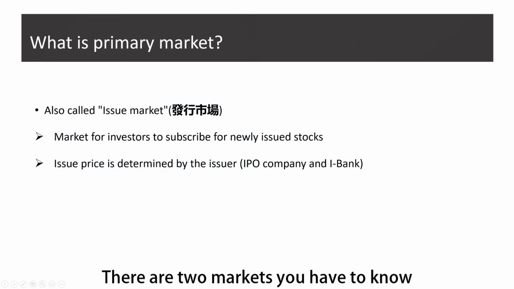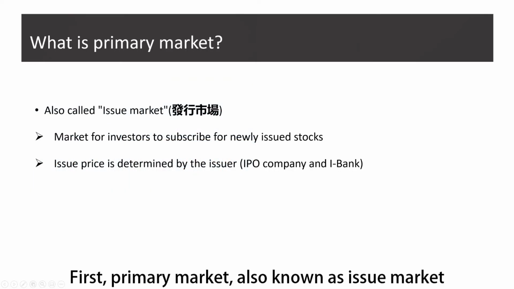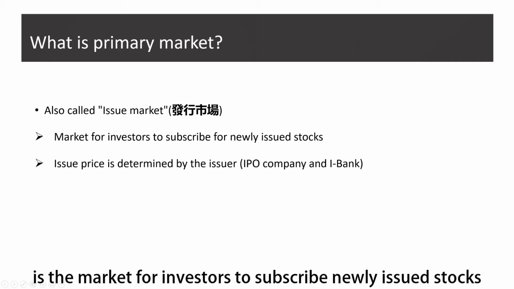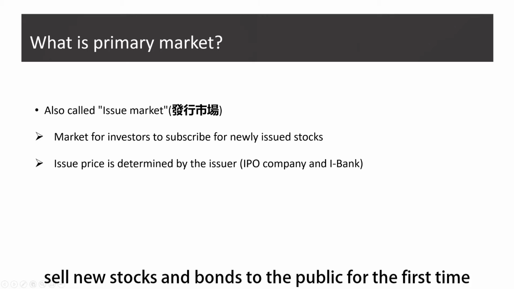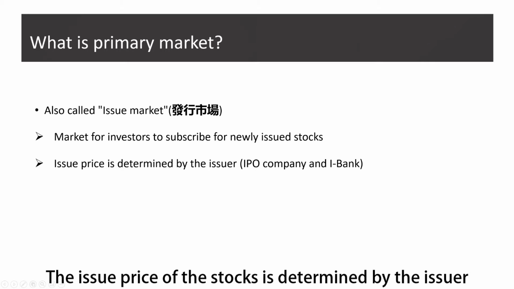There are two markets you have to know. First, the primary market, also known as the issue market, is the market for investors to subscribe for newly issued stock. In other words, the primary market is where firms sell new stock and bonds to the public for the first time. The issue price of the stock is determined by the issuer.